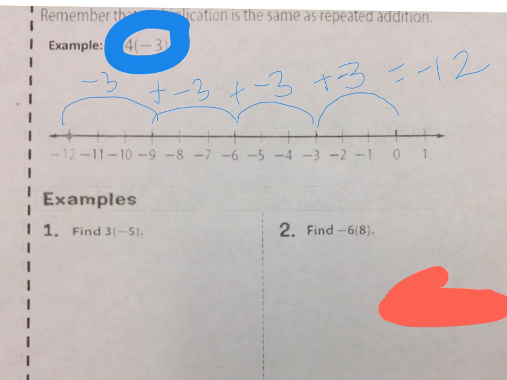Down to the examples. Example 1 says find 3 times negative 5. First I decide on the sign. My signs are different, so it's negative, and 3 times 5 is 15. And then we have find negative 6 times 8. Again, signs are different, so the sign's going to be negative, and then 6 times 8 is 48.